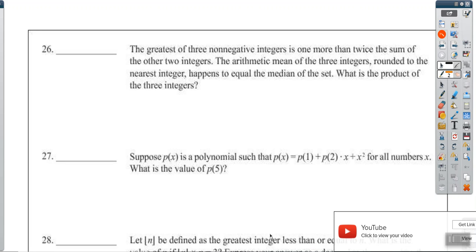All right, so we're going to take a look at MathCounts 2021 Chapter Sprint Round 26 through 29, and I'm going to leave 30 for another day. All right, so question 26.